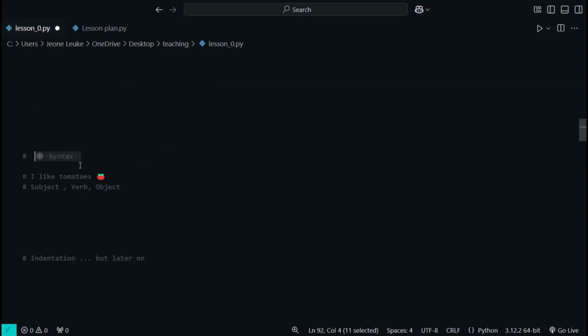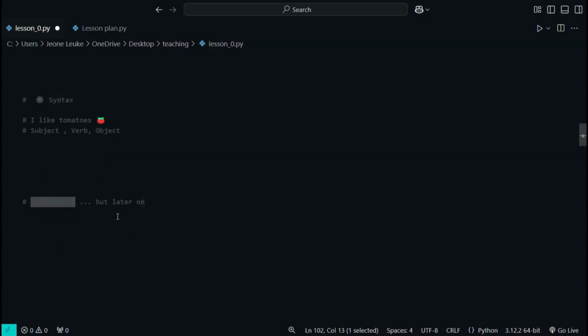Syntax is about structure, and I'll give you an example from the English language to teach you about syntax with an analogy. I like tomatoes is an English sentence. Here there is a structure. The structure is the subject comes first, which is I, then the verb, which is like, and then tomatoes is the object, what it is that is liked. Python, similarly, has rules of syntax. They are different rules, but they are rules nonetheless of syntax, of structure. One of these rules is about indentation, but we will speak about this later, perhaps in the next lesson.